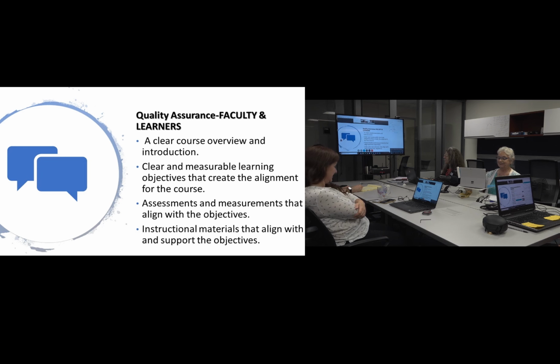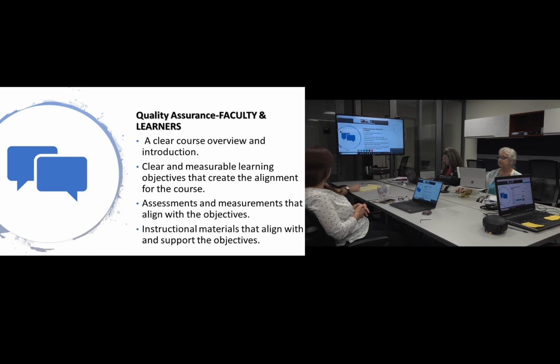You have to have clear and measurable learning objectives. That's going to create the alignment for your entire course. Again, if you go blank, go to your ID for help. If your ID goes blank, it'll go to QA and some answer will come back, and you work on these.